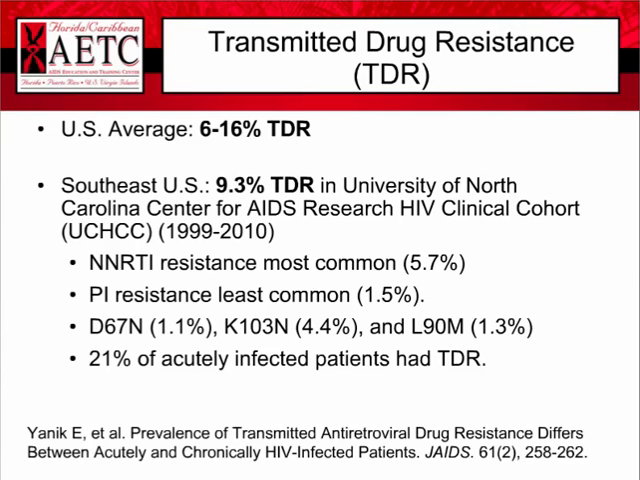So we're not, thankfully, in the South seeing a lot of bad resistance. We're getting there, but in terms of transmitted resistance, we're still able to use our integrase inhibitors. But interestingly, 21% of acutely infected patients had a transmitted drug resistance, so one of these.